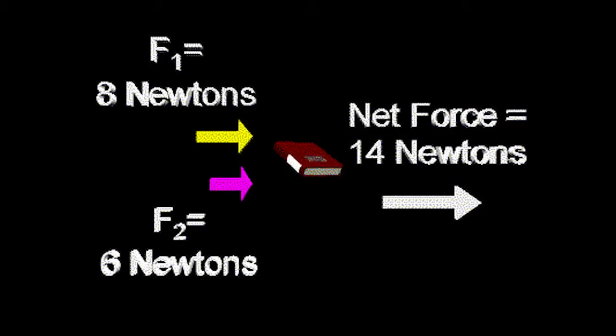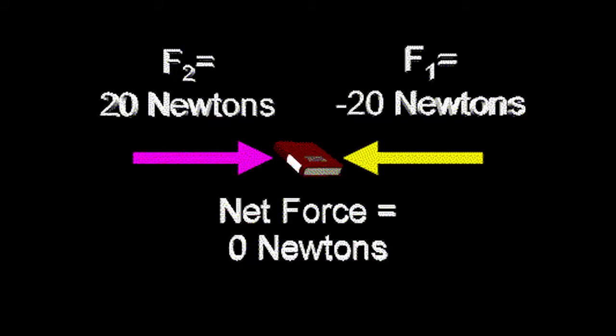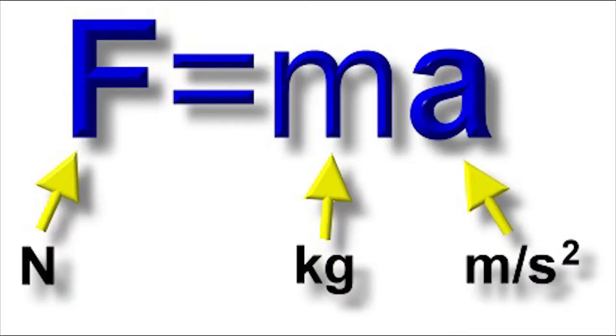An important thing to note is that net force is the vector sum of all the forces acting on an object. Also, a unit of force is equal to a unit of mass times a unit of acceleration. By substituting the metric units for force, mass, and acceleration, the unit of equivalence is 1 Newton equals 1 kg times 1 meter divided by second squared.